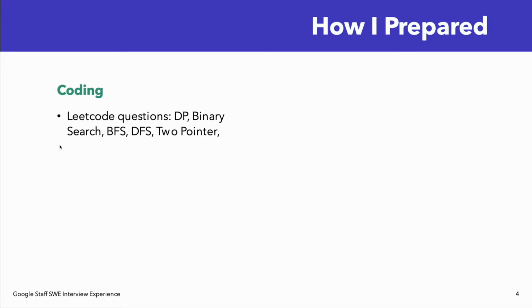So how did I prepare? Usually the staff software engineer interview has three parts: coding rounds, design rounds, and a behavioral or Googliness round. For the coding round, what I did was standard stuff, LeetCode questions.